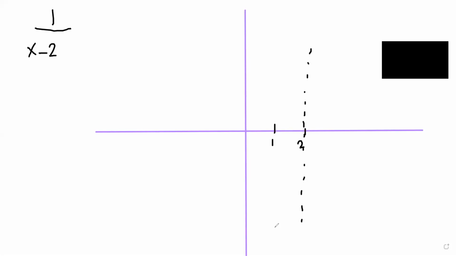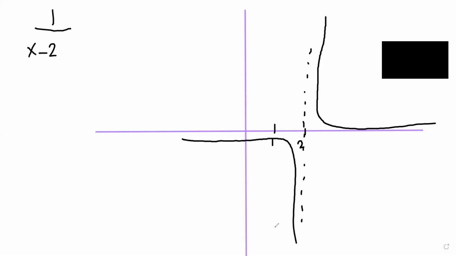a line like this, and I will say, please, my function, don't touch this line, because I told you that this is an excluded value. So since it is rational, I have to draw it like this. And I will say this is for 1 over x minus 2.